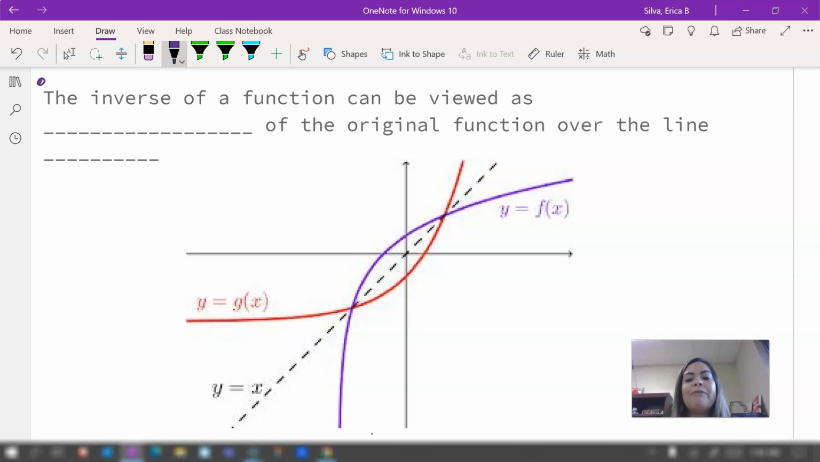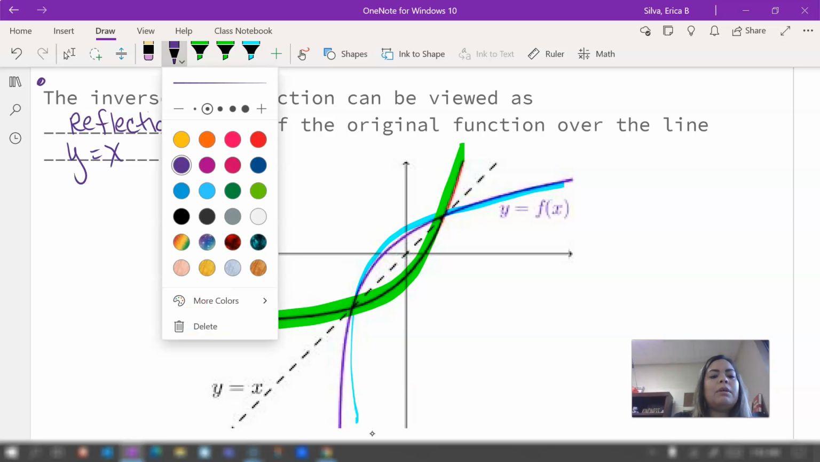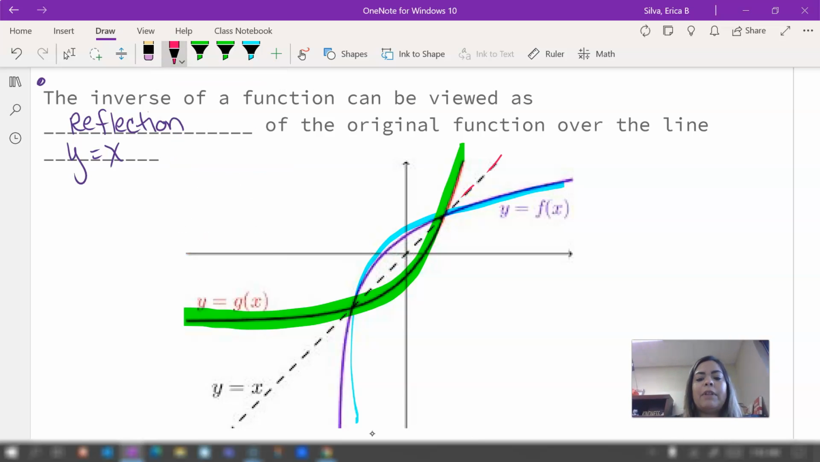So the inverse of a function can be viewed as a reflection of the original function over the line y is equal to x. So what does that mean? Well, we have this function here and this function here. If we were to draw a line of reflection, it would be this one here. If we were to fold it over the line of reflection, they would be identical on both sides. And the equation for that line is y is equal to x.